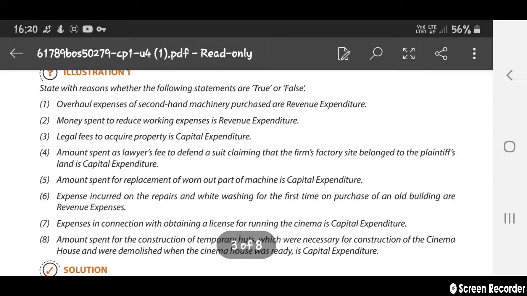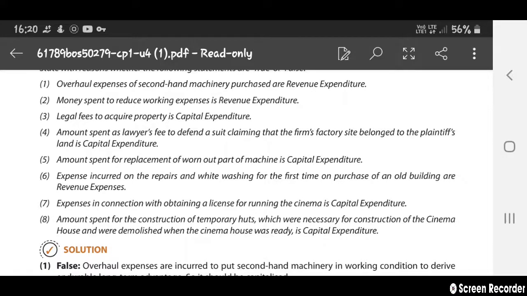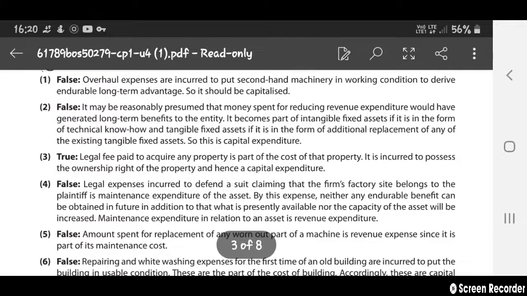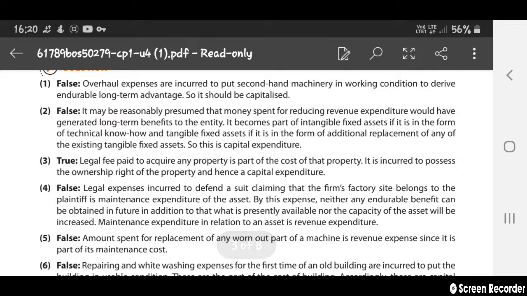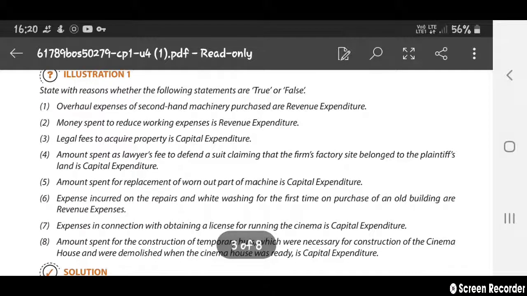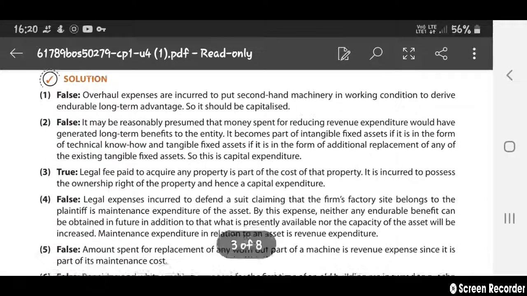Next, illustration 1. Let us see the reasons whether the following statements that are given are true or not. Overhaul expenses of second-hand machinery purchased are revenue expenditure. Therefore, it is false, because overhaul expenses incurred to put second-hand machinery in working condition, so as to derive endurable long-term advantages through that machine, are not revenue expenditure. Next, money spent to reduce working expenses is revenue expenditure, so false.